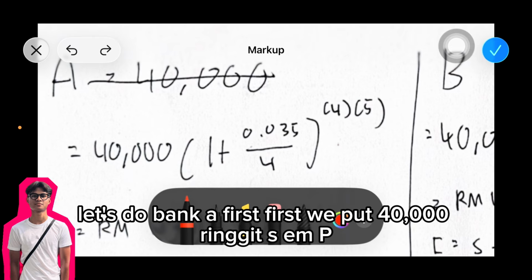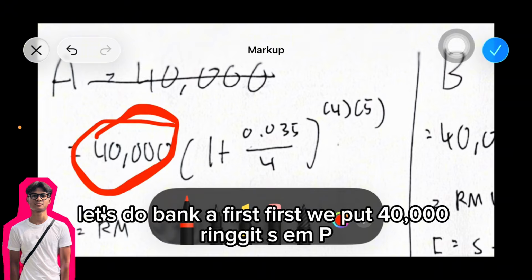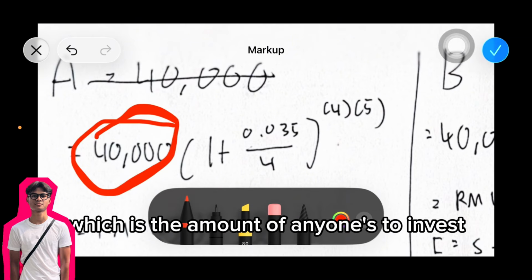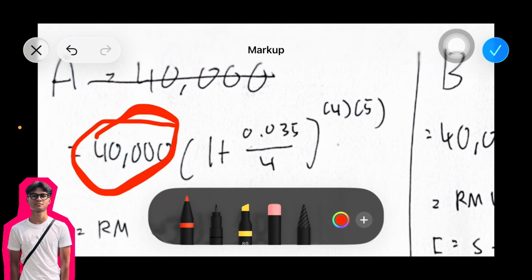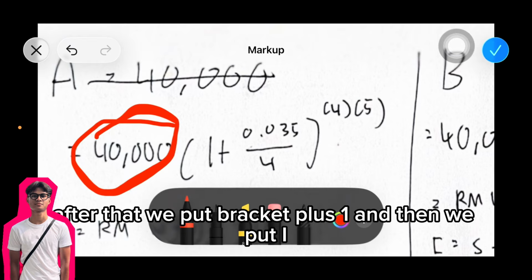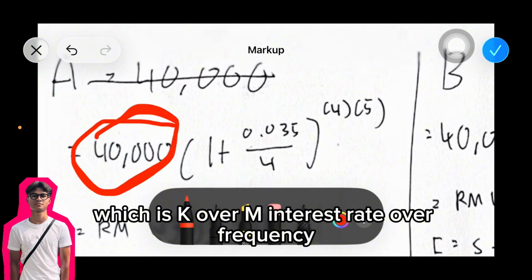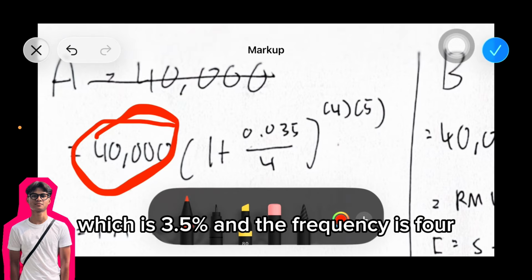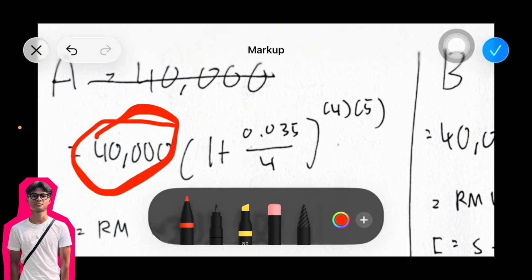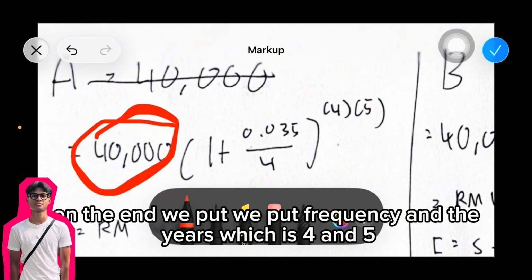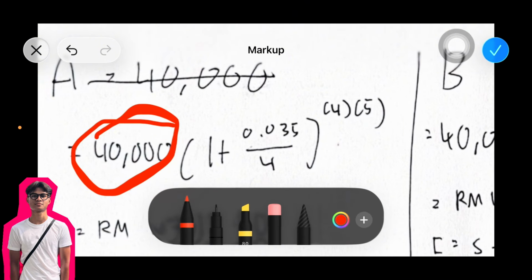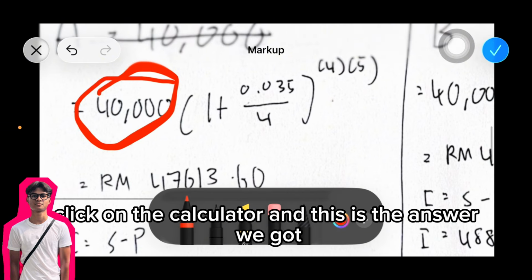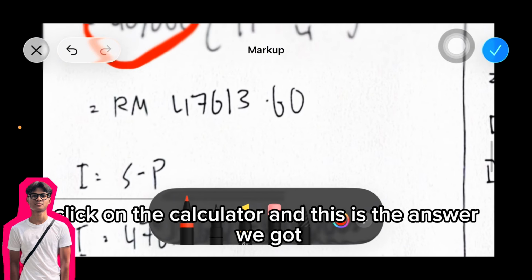First, we put RM 40,000 as P, which is the amount Ernie wants to invest. After that, we put bracket 1 plus i, which is k over m, interest rate over frequency. For the interest rate of bank A, we put 0.035, which is 3.5%, and the frequency is 4. On the n, we put frequency and years, which is 4 and 5. And then we click on the calculator, and this is the answer we got.